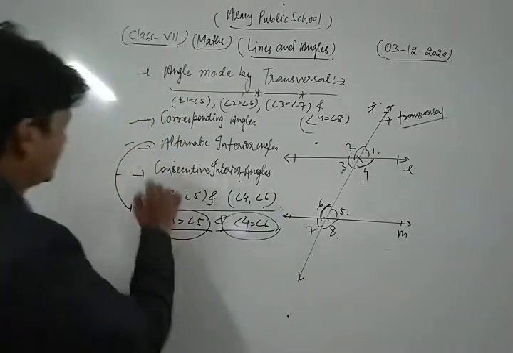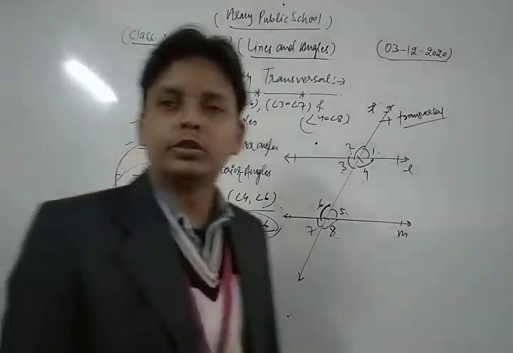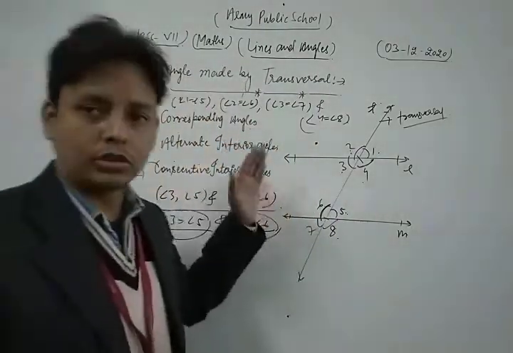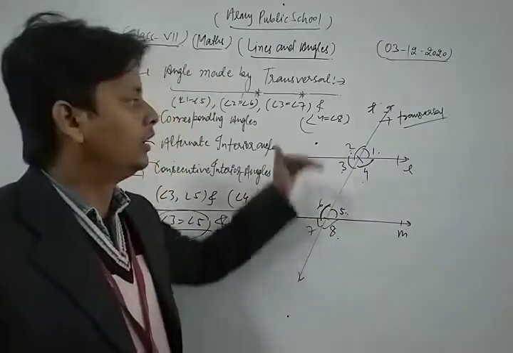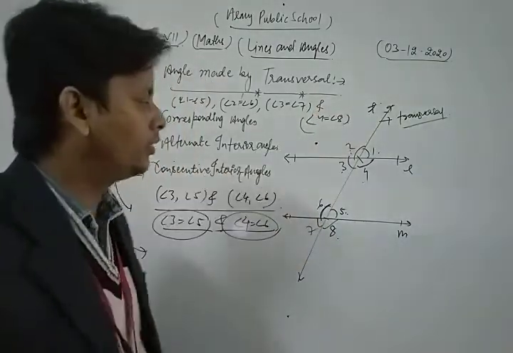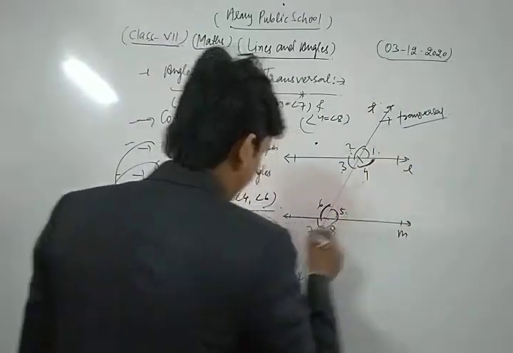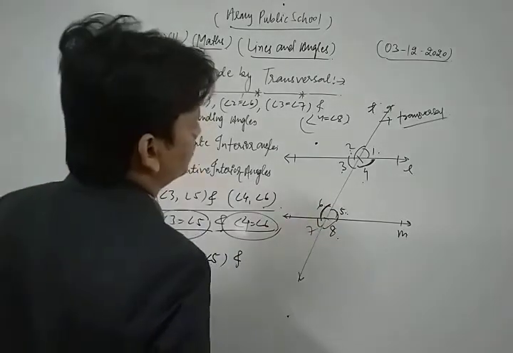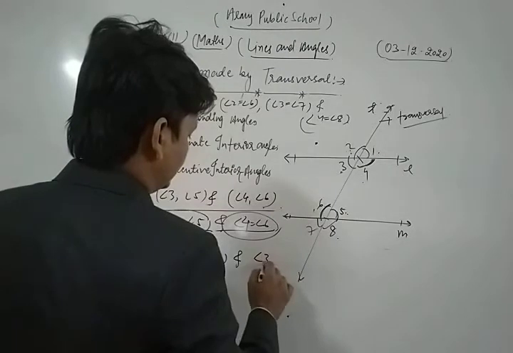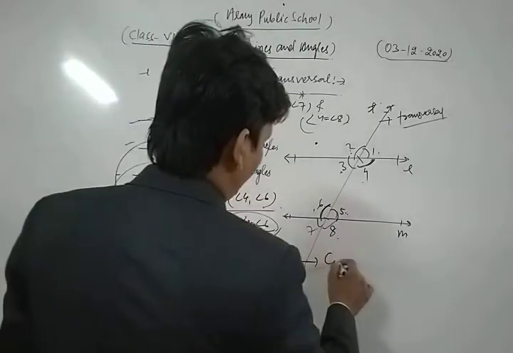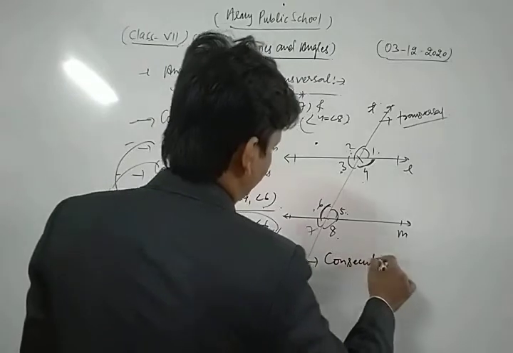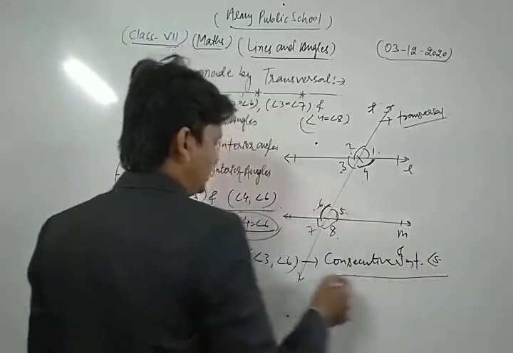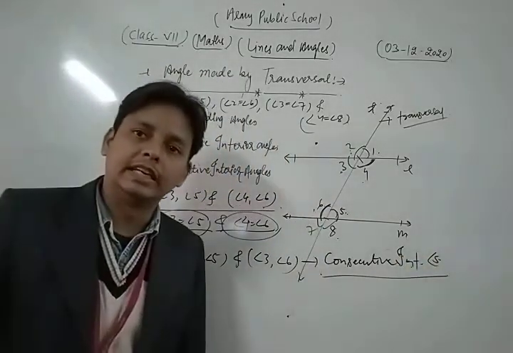Now, we are going to discuss the consecutive interior angles. So from that figure, which are the pairs of consecutive interior angles? Let's see. When two parallel lines are cut by the transversal, the pair of angle 4 and angle 5, and angle 3 and angle 6, these are the pairs of consecutive interior angles. Okay, listen, these are the pairs of consecutive interior angles.